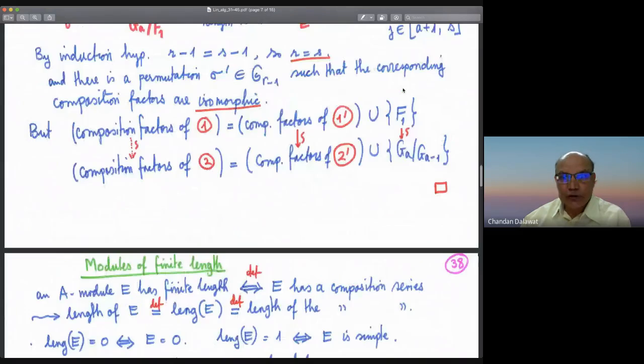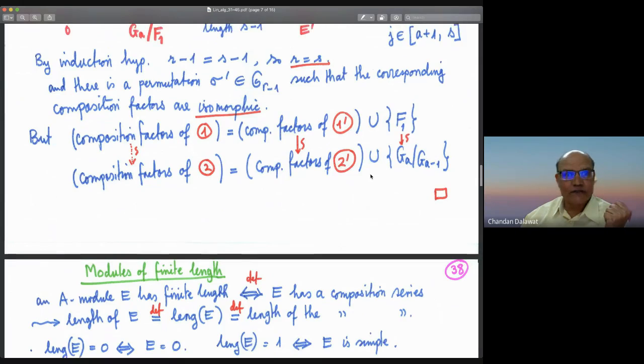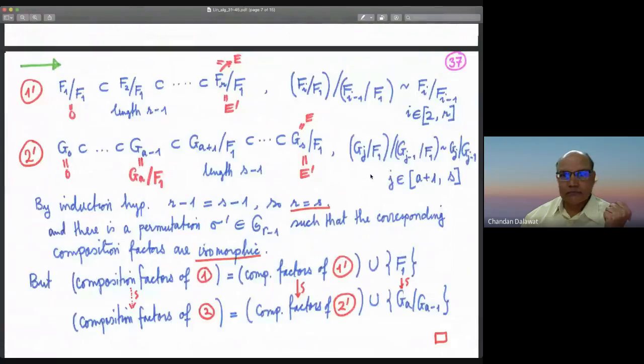So when you include F1 in the first one and GA modulo GA minus 1 in the second one, again, up to permutation, you get the same composition factors. So that proves the Jordan-Holder theorem. It's a very basic fact.